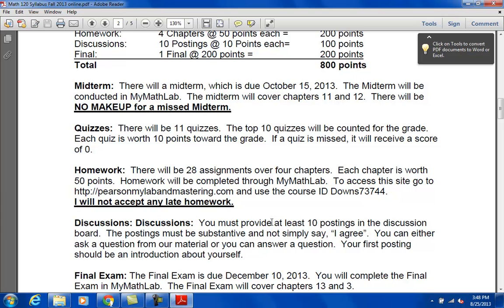Midterm: there'll be a midterm, which is due October 15th, 2013. The midterm will be conducted in My Math Lab. The midterm will cover chapters 11 and 12. There'll be no makeup for a missed midterm. Quizzes: there'll be 11 quizzes. The top 10 quizzes will be counted for the grade. Each quiz is worth 10 points. If a quiz is missed, it will receive a score of 0. The quizzes are all in Canvas, and Canvas is the learning management system we use.